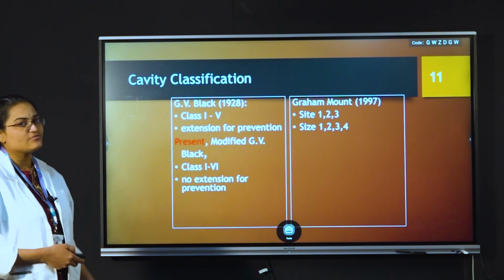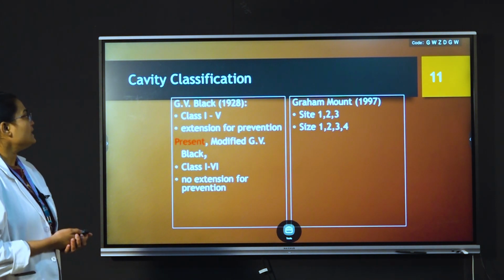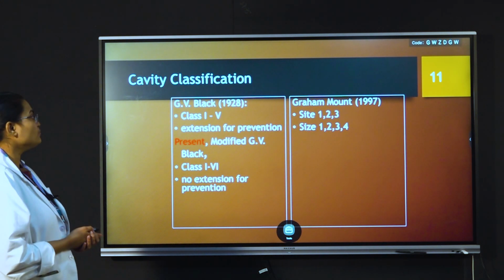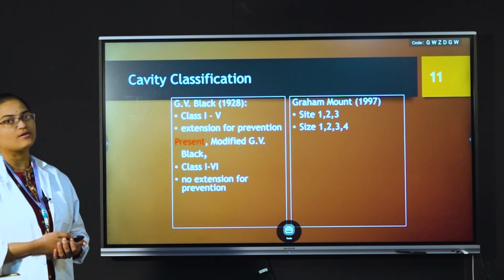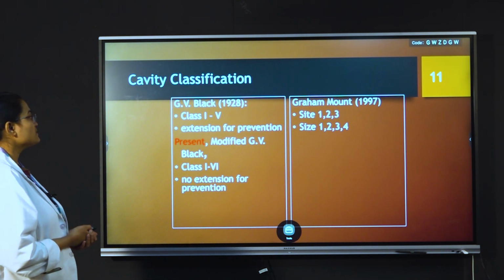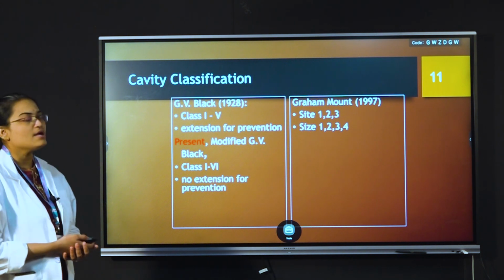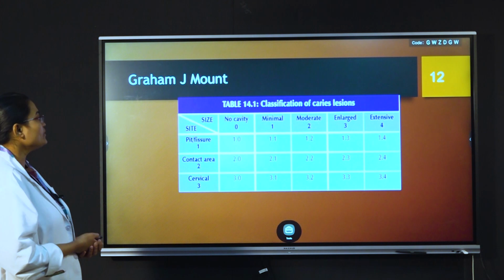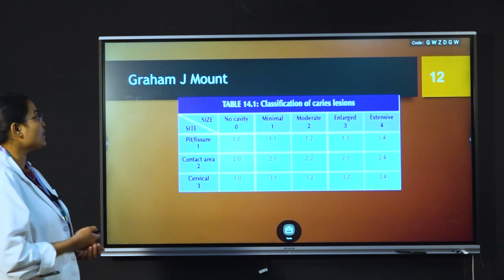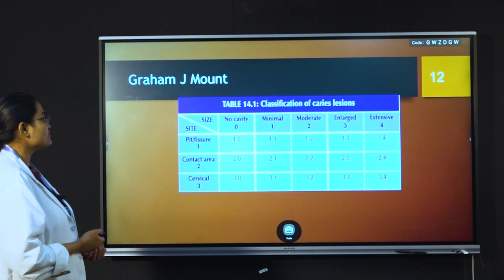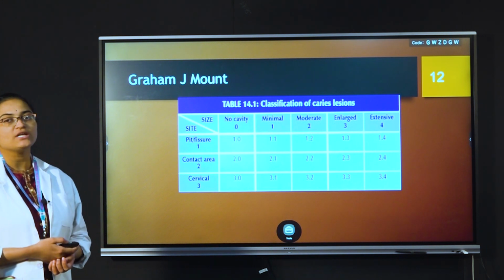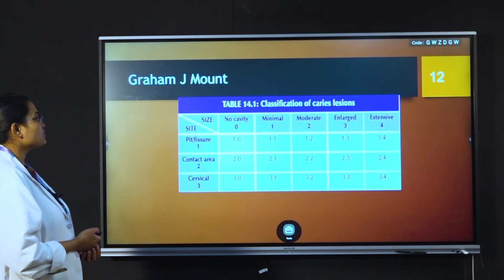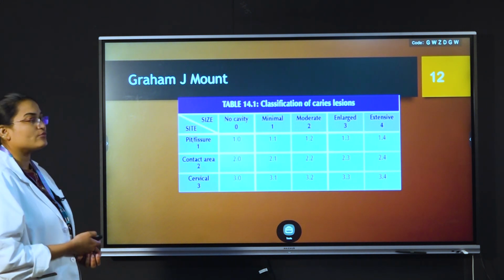enveloping the remaining tooth crown and thereby restores some of its lost strength. Coming to the classification of the cavities, there are many classifications, but we are discussing two of them right now. One is G.V. Black and the other one is Graham Mount. The most commonly used is the modified G.V. Black classification, which tells us about class 1 to class 6. We'll go into the detail later, but now about Graham J. Mount classification, he has given the classification in terms of a table. This table gives us the classification based on the size of the cavity and site of the cavity.